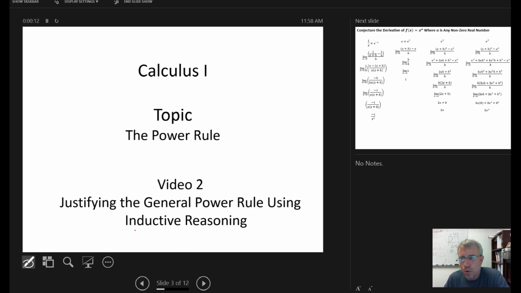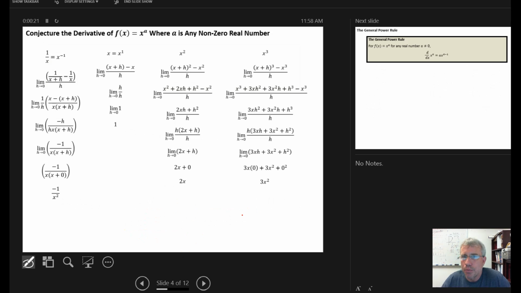So in this video, the goal is going to be to use inductive reasoning to develop the general power rule. What we want in particular is to find a pattern for the derivatives of the functions f of x of the form x to the a, where a is any non-zero real number. We don't want to look at the case where a is equal to 0, because if x itself isn't 0, then x to the 0 is equal to 1, which is just a constant function. So we're going to look at functions f of x equals x to the a, where a can be any real number other than 0.